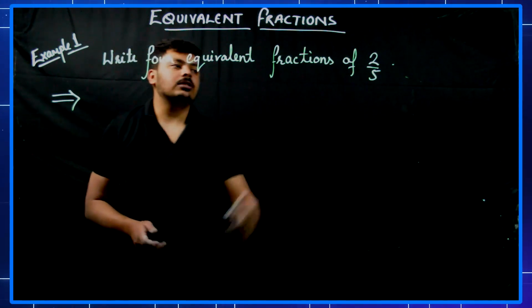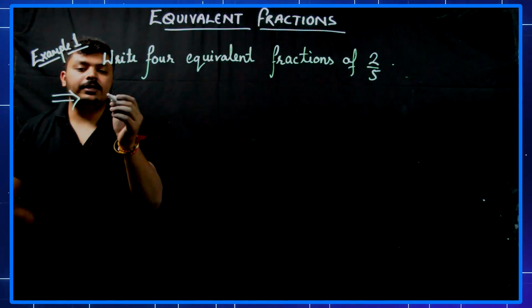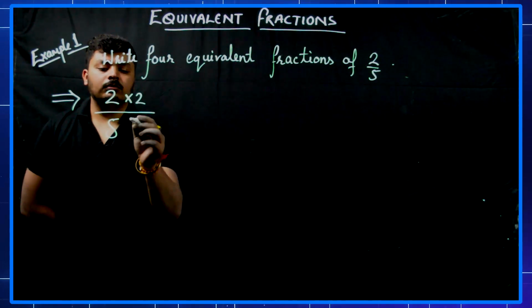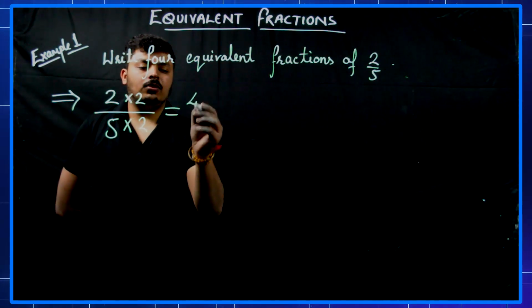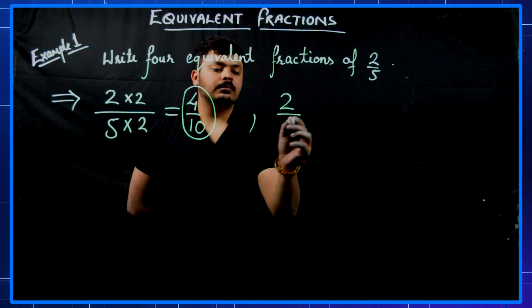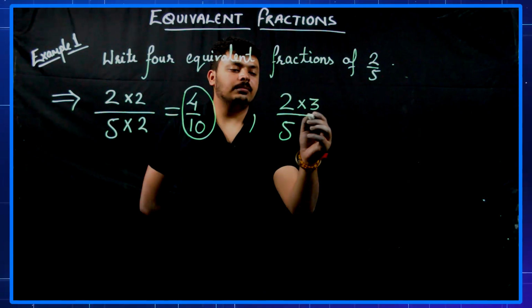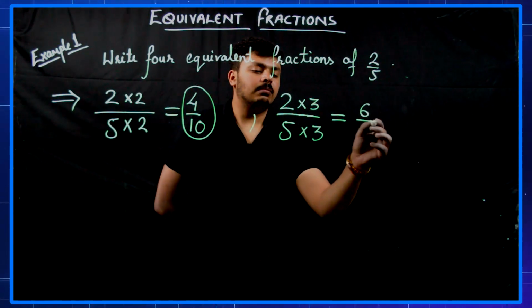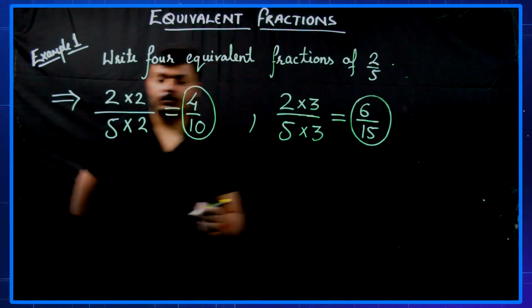So now let's see example 1. Write 4 equivalent fractions of 2 by 5. So as we have learned how to find equivalent fractions, let's start. First let's multiply it by 2 on numerator and on denominator. We get 4 by 10. Second, multiply numerator and denominator with 3. We get 6 by 15. This is our second equivalent fraction.